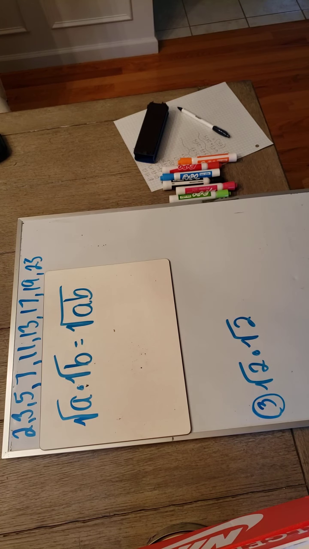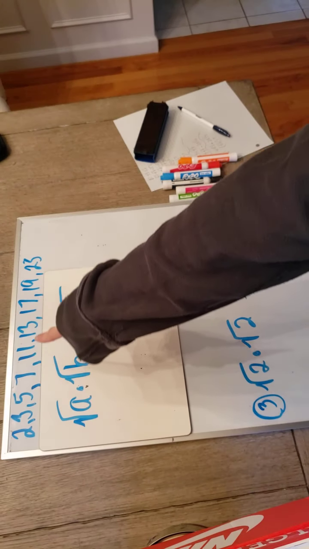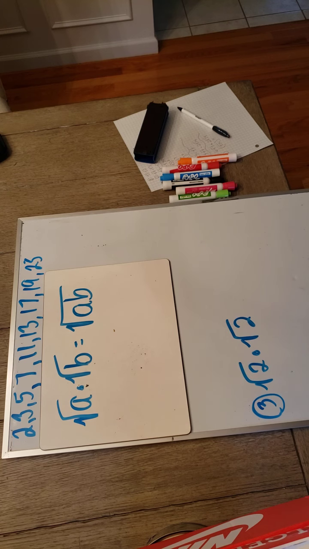Hey guys, today we are going to work on multiplying radicals. It's not too difficult and you'll probably pick it up really quickly. If you notice, I still have my prime numbers listed at the top of my whiteboard. They should be listed on top of your paper because you should be taking notes on this.